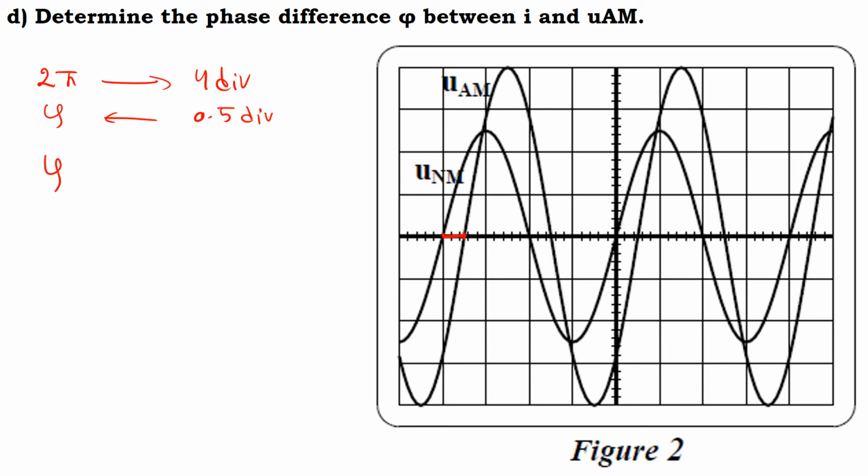So the phase difference is equal to 2 pi multiplied by the number of divisions over 4. So this will be equal to pi over 4 radians. This is the solution for the phase difference. Again, from this point to this point, it's half of the big square. If 4 divisions correspond to 2 pi, then half a division corresponds to the phase difference in this case.